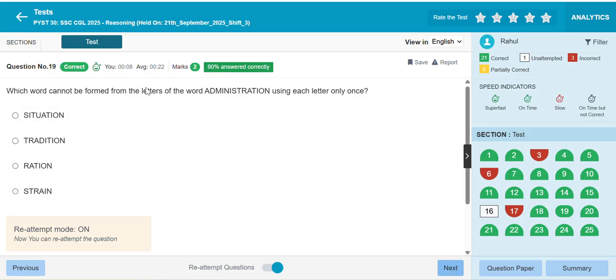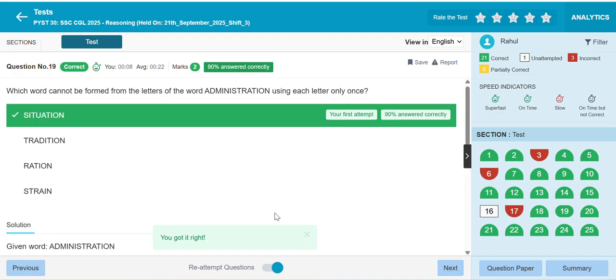What I generally do is I just find a letter which is not in here. So eventually U is not here, so I just click U.